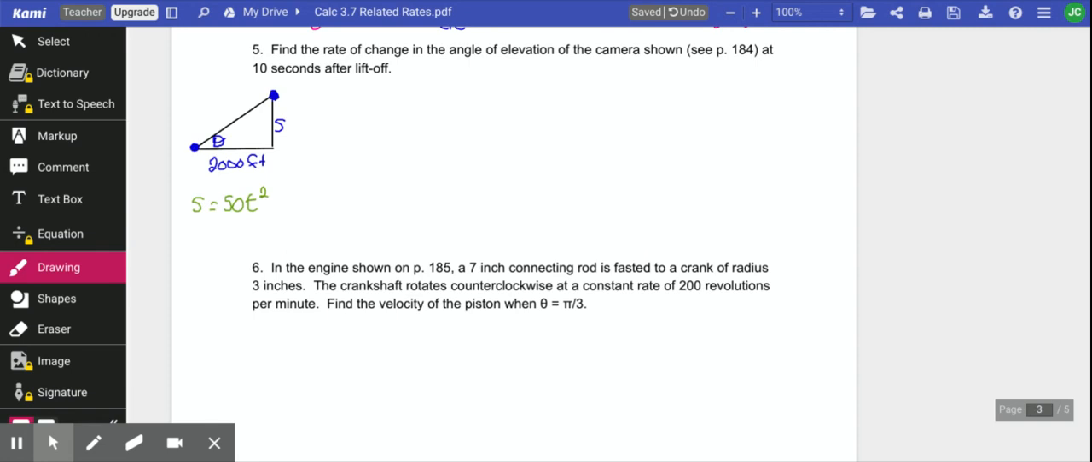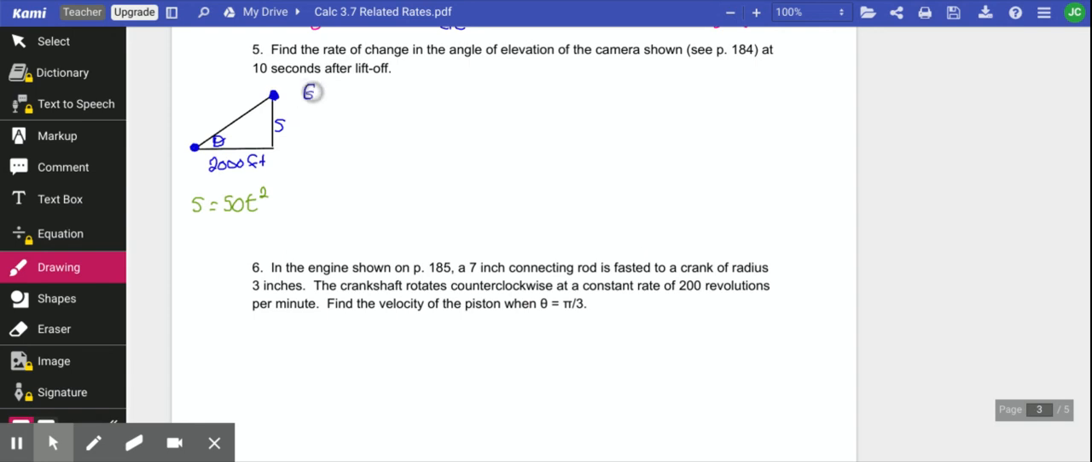Now there's this really important equation in the small print of the picture in the book that S equals 50t squared. That's an expression for how fast the rocket is rising. Remember, S is the height of the rocket, so it's 50t squared, where t is time. That's going to be super important as we get into this problem.